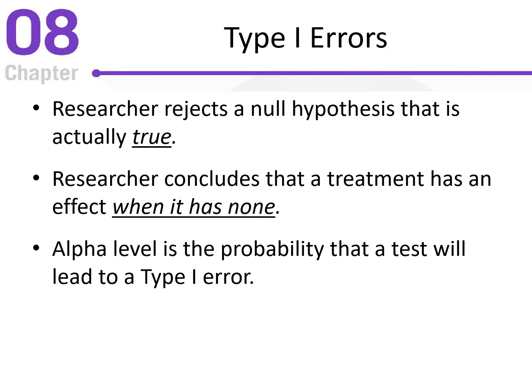In a type 1 error, a researcher rejects a null hypothesis that is actually true. So you've made a mistake. You've rejected a null and you said the null is not likely, so you support the alternative. But in the population, the null is actually true. So you made a type 1 error. If you set alpha to 0.05, you are allowing for a 5% type 1 error rate.